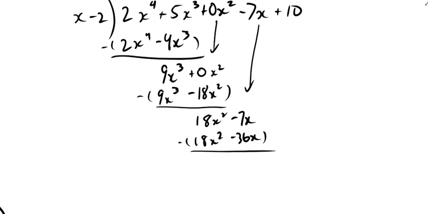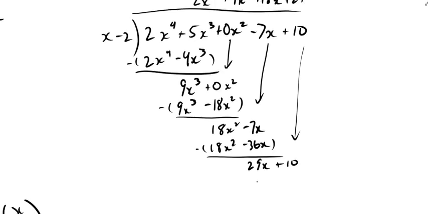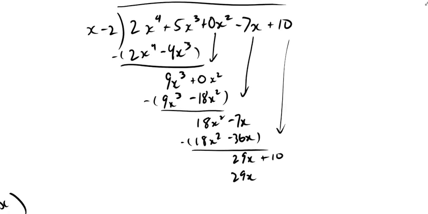And believe it or not, your integer skills have to come into play here. Negative 7 minus negative 36, negative 7 plus 36, so that's positive 29x. Okay, bring down the 10. And so it's going to go in plus 29 times. So I'm at the constant, so this is going to be my last time going through this. I get 29x, and 29 times negative 2 is negative 58. 10 minus negative 58 is positive 68. Big remainder.